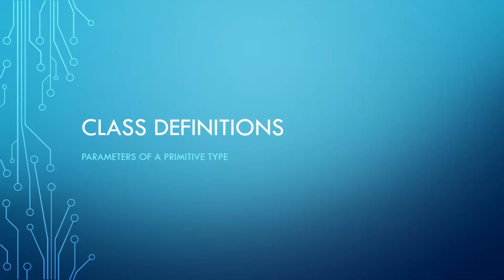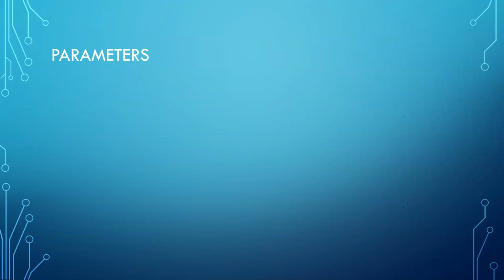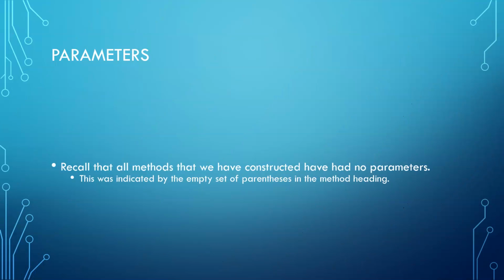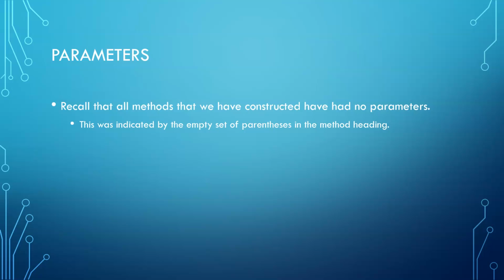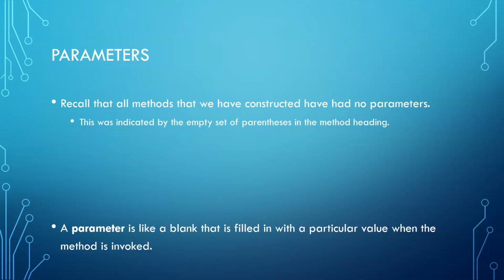Today, as we continue our discussion of class definitions, we're going to discuss parameters of a primitive type. So when we start discussing parameters, recall previously that all methods we have constructed have no parameters. And you might wonder, well, what does it mean? Well, this is indicated by the empty set of parentheses inside of our method heading. So for example, if I had a method like getDate, it may not have anything in it, or it could, which is what we're going to look at today.